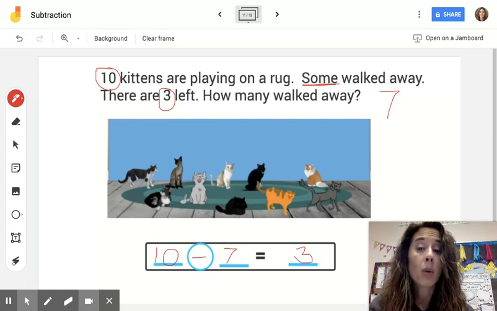Then I want to see your equation, just like I have our equation down below. And if you need to use part, whole, you can use part, whole to solve it. If you want to use your number line, you can use your number line. If you want to use your counters. But I want you to draw me a picture of how you solved it, okay? You got this, friends.